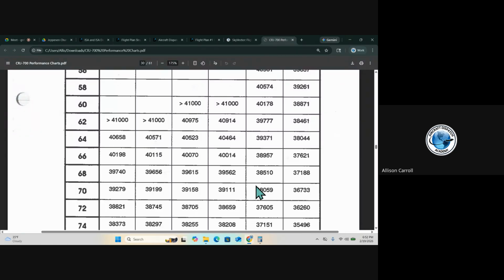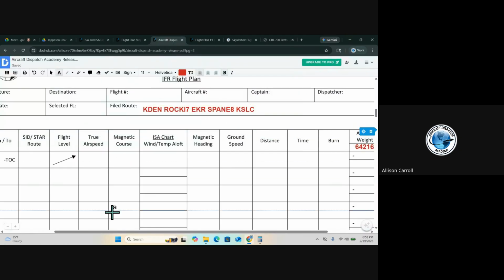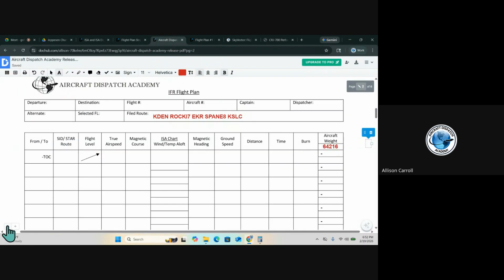According to our performance chart, we can get all the way up to 38,000 feet. So let's just go with it. We'll go with 38,000 feet since we're capable of doing it, right? So on this IFR flight plan right here, I'm just going to start filling it in because, again, you know, it's just repeating yourself over and over again.